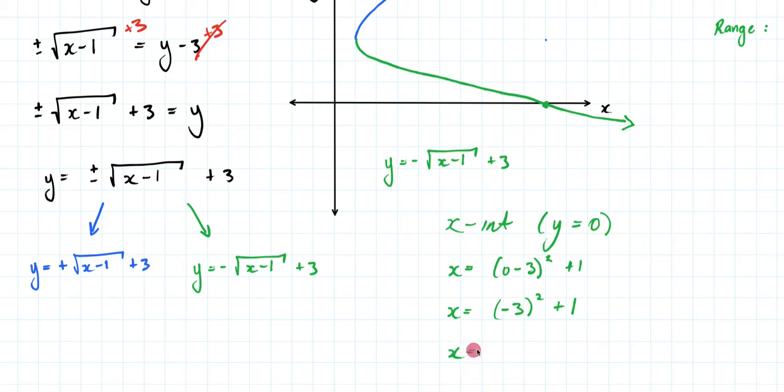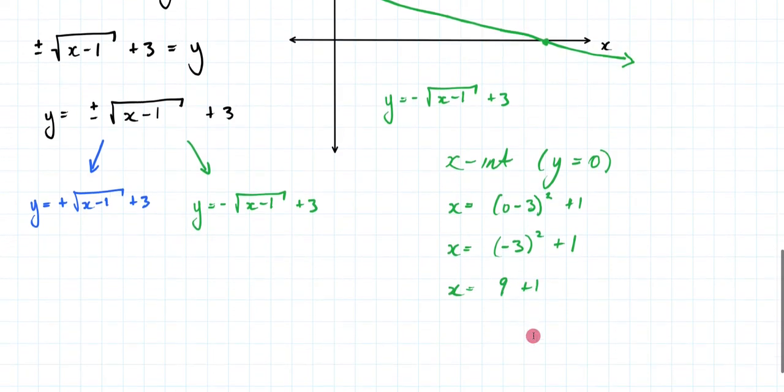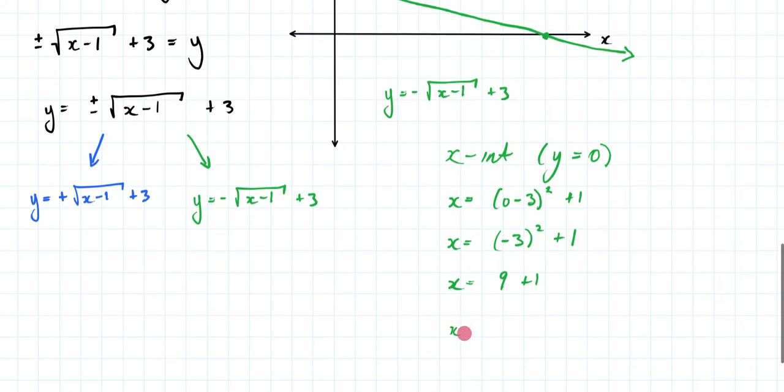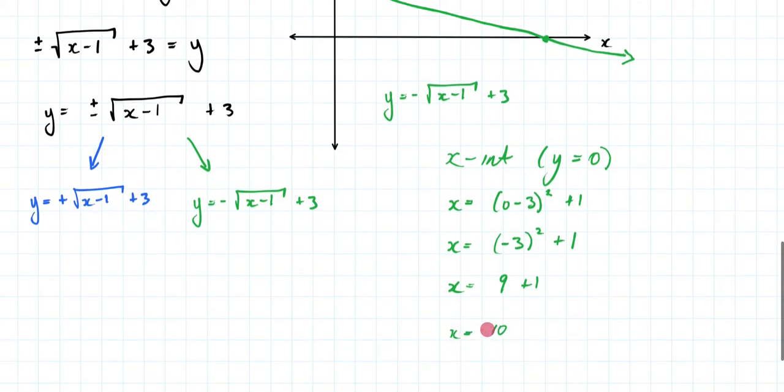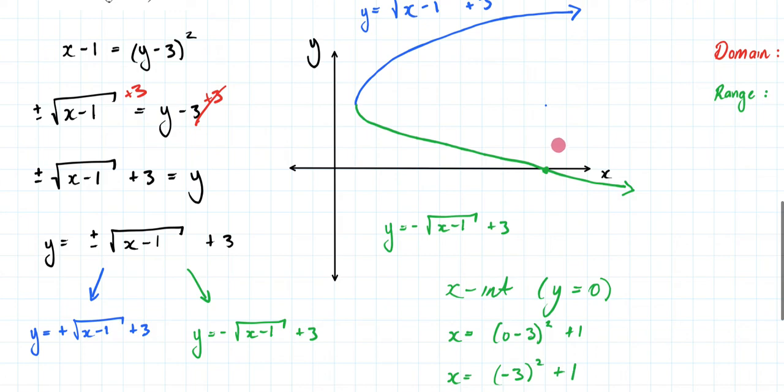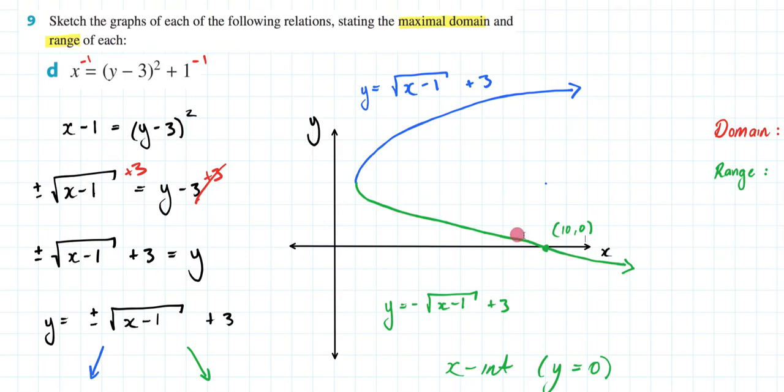So x equals 9. Let me try that again. X equals 9 plus 1. So x is going to be equal to 10. So now I come up here and I can say this is going to be (10, 0). Now it's important to note that while I've put this as two different colors, they are the same graph. They are the same graph. I've simply done this for explaining it.